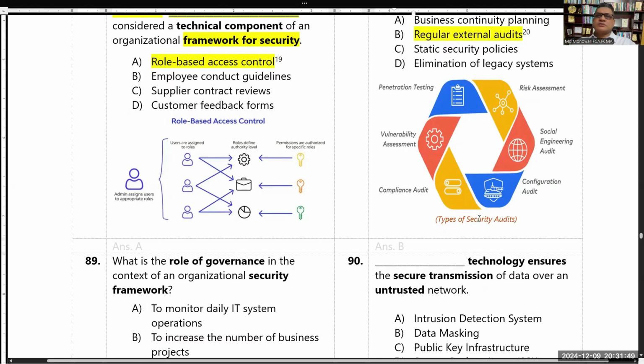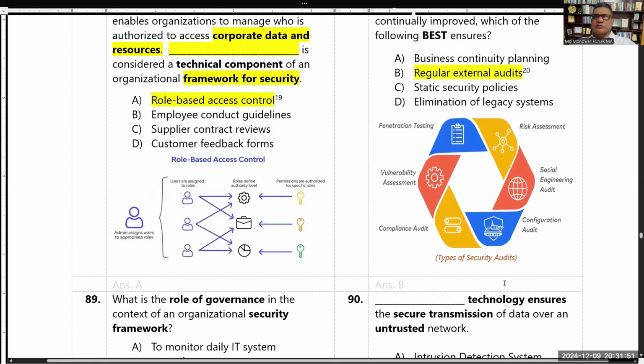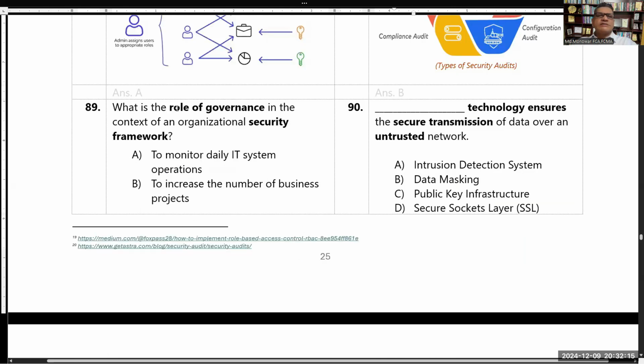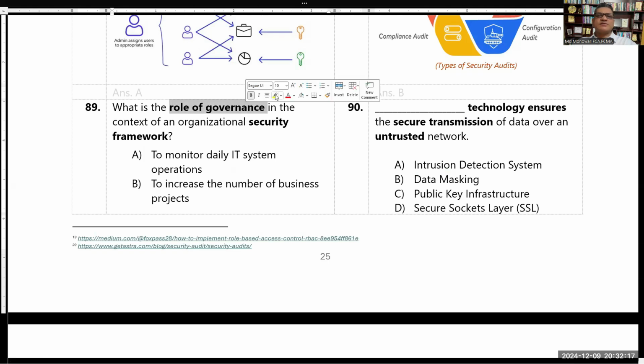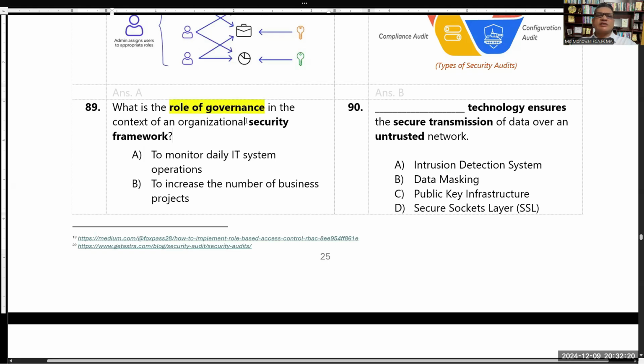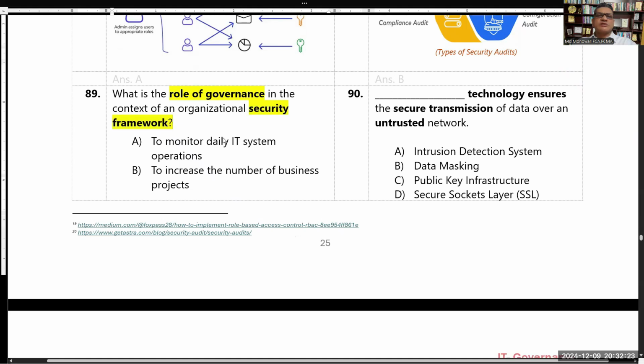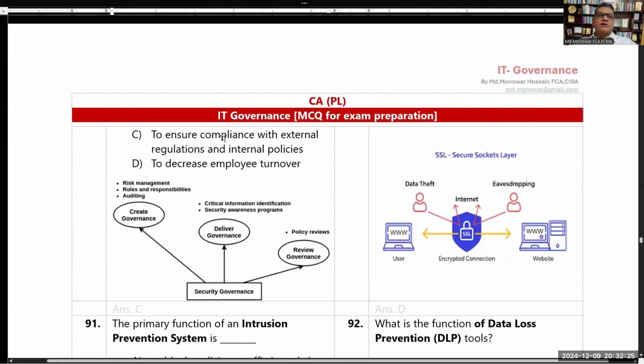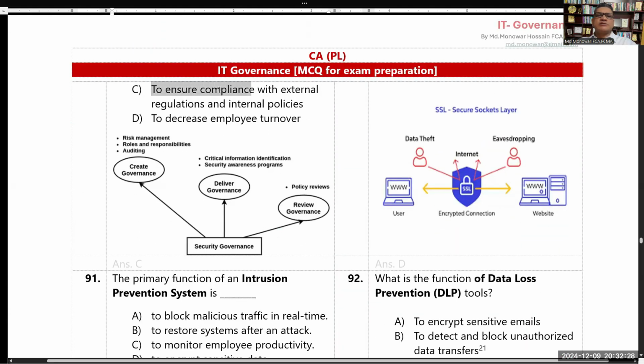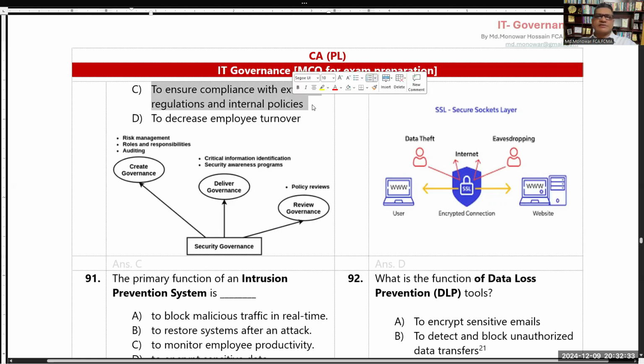Answer B. So there are different types of security audit here. We have risk assessment audit, social engineering audit, configuration audit, compliance audit, vulnerability assessment audit, penetration testing, etc. What is the role of governance in the context of an organizational security framework? So in organizational security frameworks, the role of governance is to ensure compliance with external regulations and internal policies.